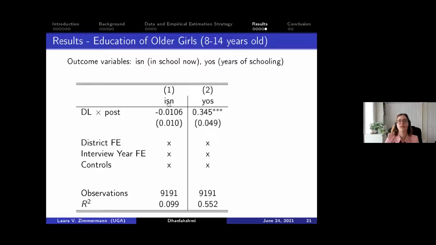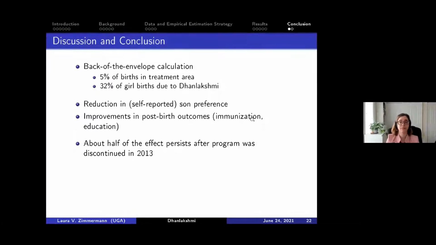So we look at the education outcomes for 8 to 14-year-old girls, again looking at the in-school indicator variable, where we don't find any effect on these older girls. But we can also look at the years of completed schooling and find that Dhanlakshmi seems to improve educational attainment here by 1/3 of a year, which is a quite substantial effect.